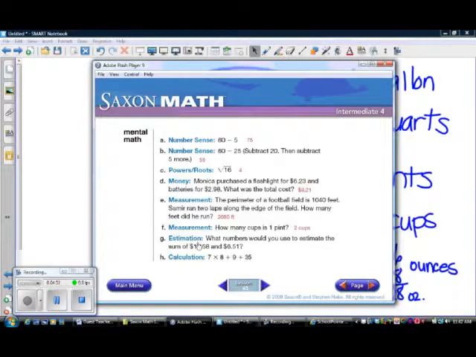2 cups. What numbers would you use to estimate the sum, so we know we're adding, of $13.58 and $6.51? What would you round off to? I would do $13.50 and $6.50. Okay, and I know my 50 cents and 50 cents would give me $1, and 13 and 6 is 19, plus that 1 would be 20. And they didn't do the final answer, but look, they used 1350 and 650 also.